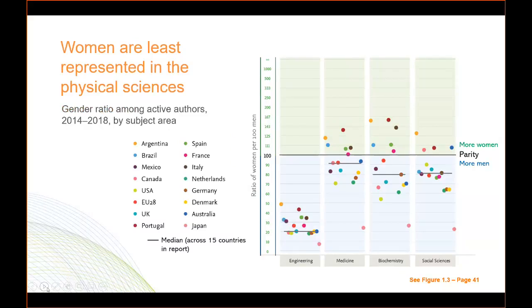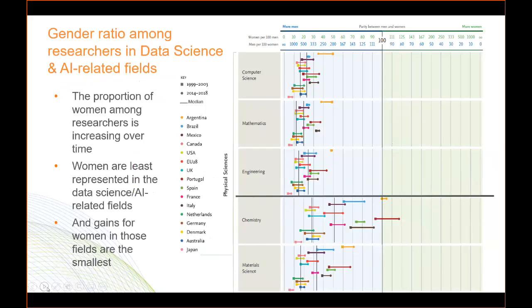And even more noticeably, here I'm just showing that we investigated those fields that are related to data science and AI, notably computer science, mathematics, and engineering. And we found that not only are women the least represented in all of these fields, but gains for women in terms of the growth of representation is the smallest across all 26 fields.